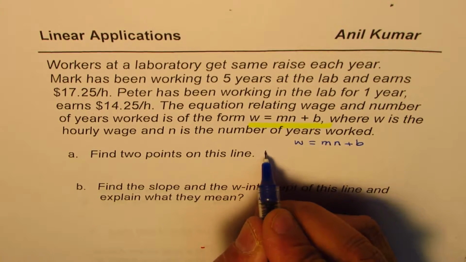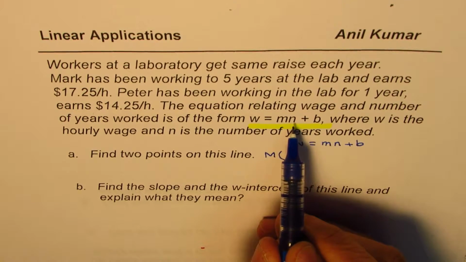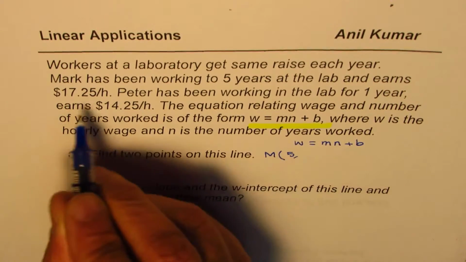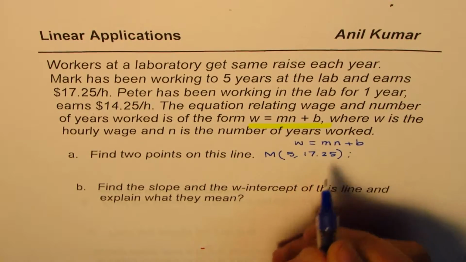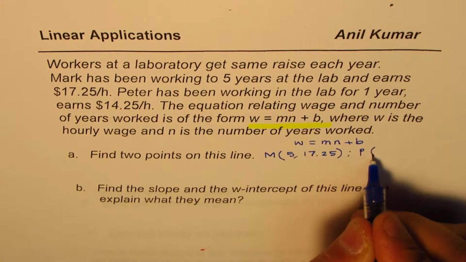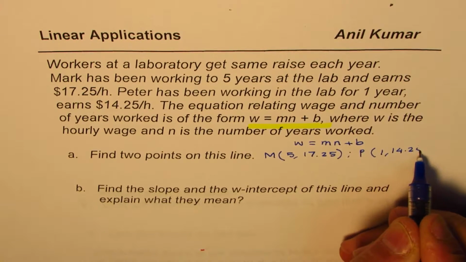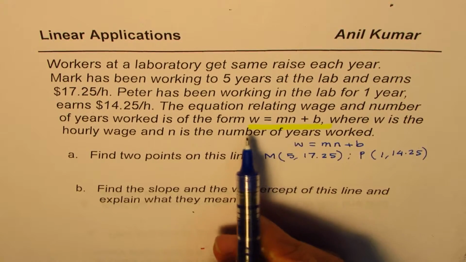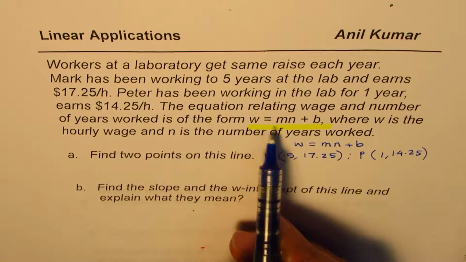Let me call this point M. The independent variable is N, the number of years, so we write 5 first, and then the hourly wages, 17.25. The other point is Peter's wages, P, who has been working for a year, and the wages are 14.25 per hour. So these two are the points which could be represented on the linear equation W equals M N plus P.